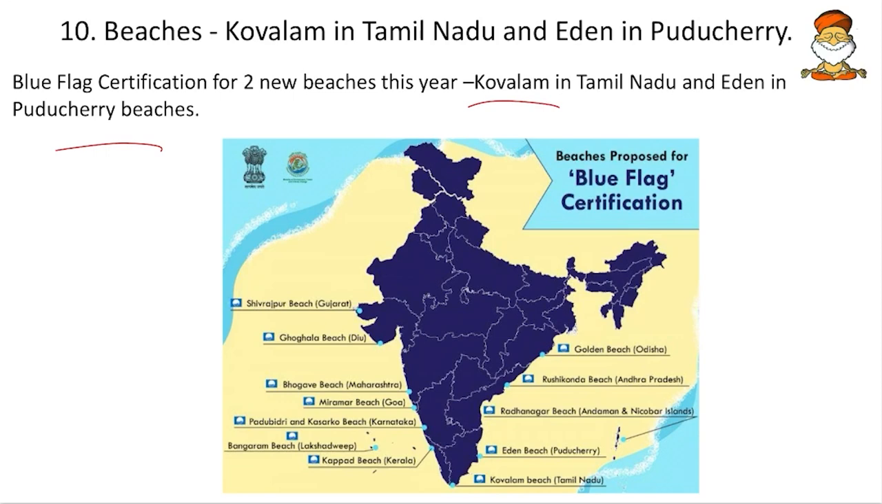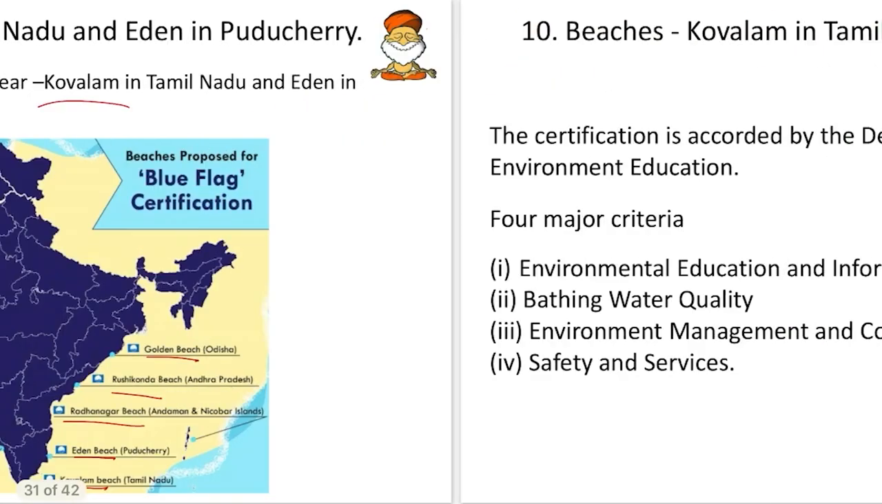So here we have the Shivrajpur beach, then Gogla beach, then Bogave beach, then Miramar beach, then Padubidri and Kasarkod beach, and then Bangaram beach, then Kappad beach, Kovalam beach, Eden beach, then Radhanagar beach, Rushikonda beach and Golden beach of Odisha. So these have the blue flag certification. Blue flag means here they are the clean beaches. So that is what it means.